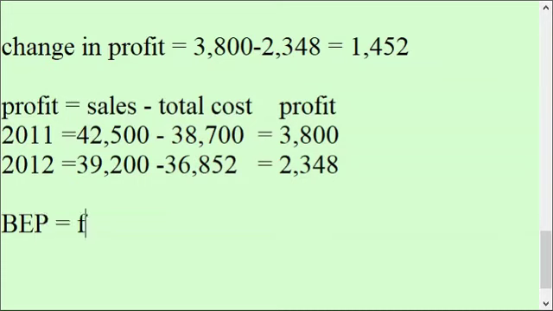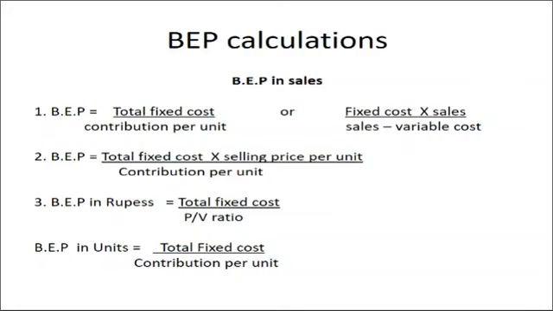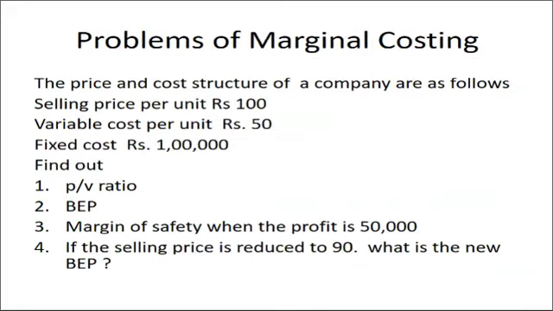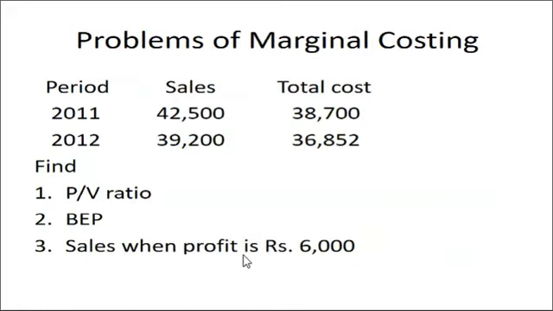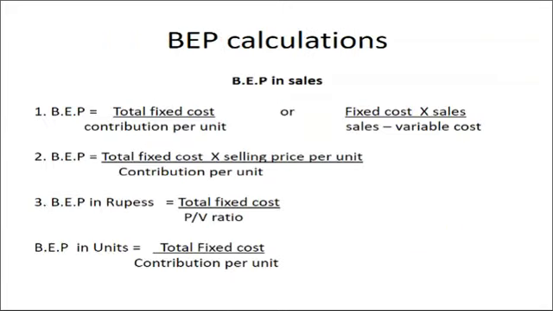So BEP in this problem, we apply this formula. BEP is equal to fixed cost divided by PV ratio. But what is the fixed cost? Fixed cost is not given in the problem. Okay, we check it fast. Here sales and total cost they have given, but fixed cost is not given. Okay, we find out what is the formula for calculating fixed cost.